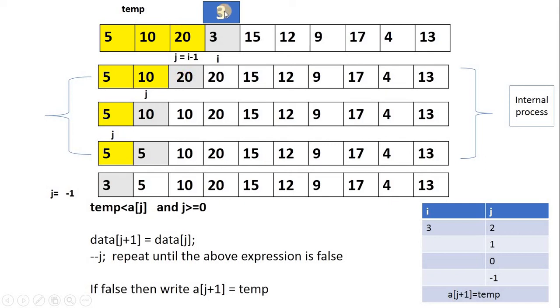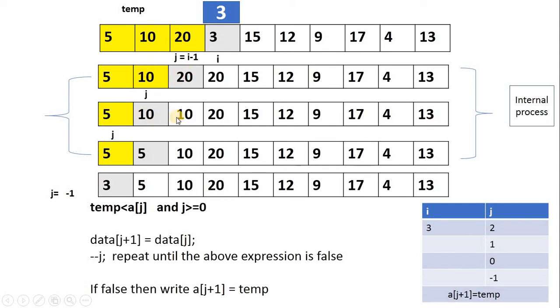Again this temp is compared with 10. Is 3 less than 10? True or false? It is true. So whenever it is true, you place this 10 into this one. See what we have written here: data of J plus 1 is equal to data of J. So this J value has to be written into J plus 1.